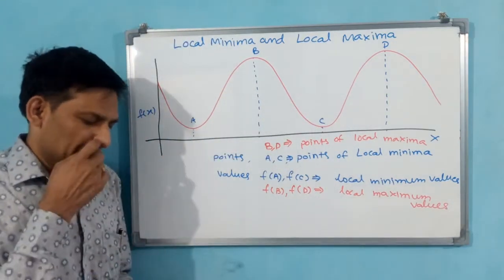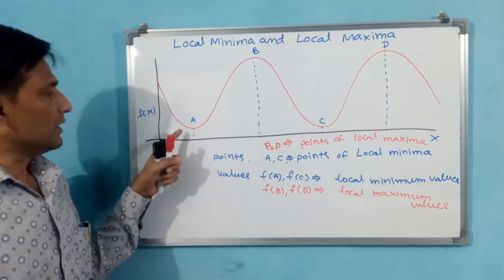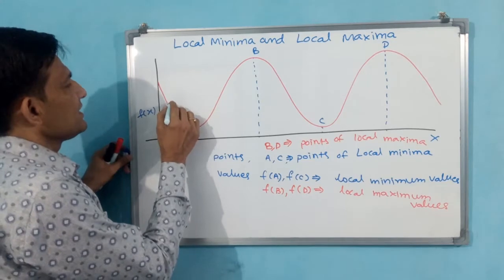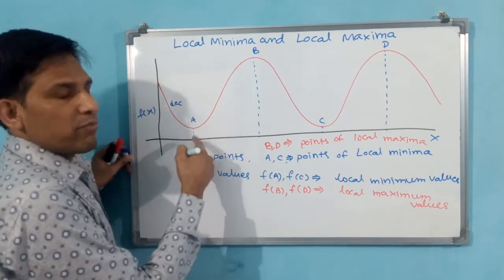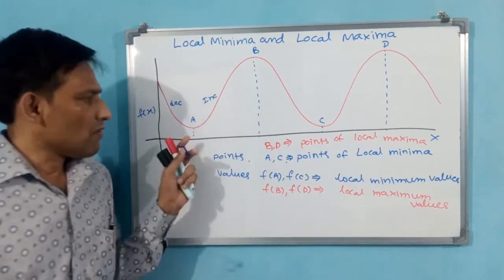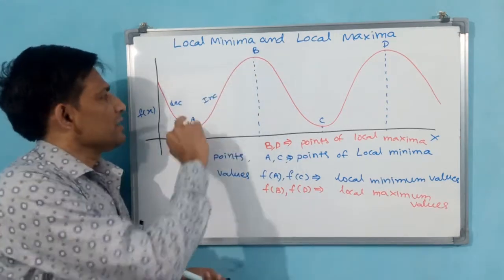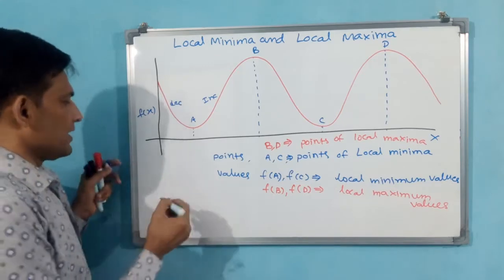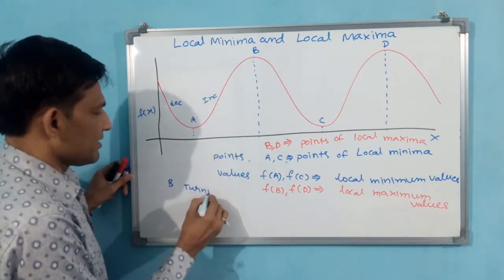Again, I did not tell why this is called minima. Because here the function goes on decreasing, and afterwards, after this turning point, it goes on increasing. Whether it is increasing or decreasing, these points we earlier called turning points. You see here, B is a turning point.